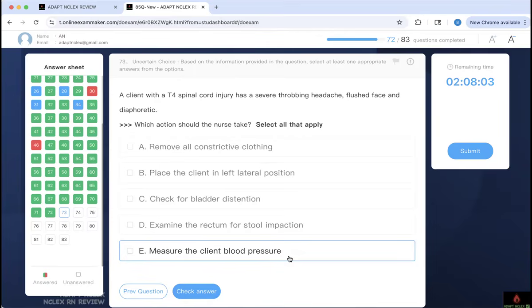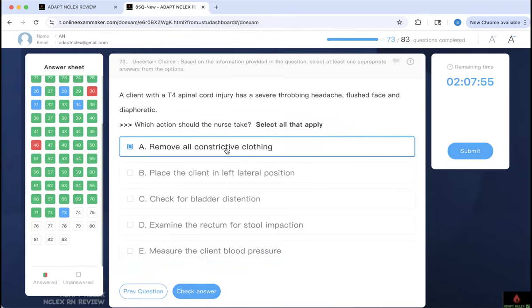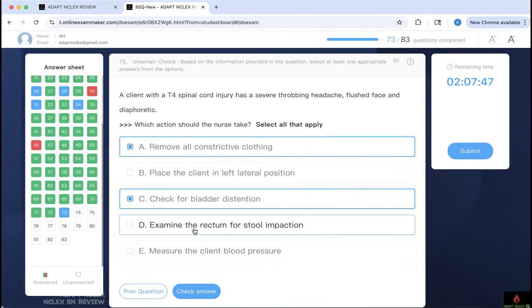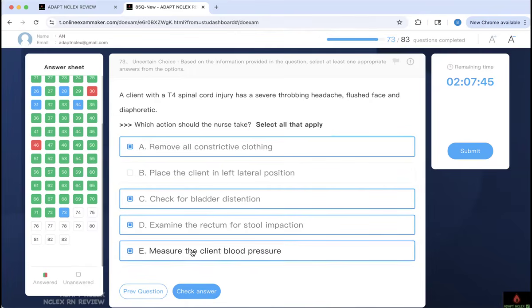This is content, but you see, I changed the question. It's the same thing. Don't be surprised. I say remove restrictive clothing. The patient should be upright, not in the left lateral position. Check their bladder for distension. Check for stool impaction and measure their blood pressure.